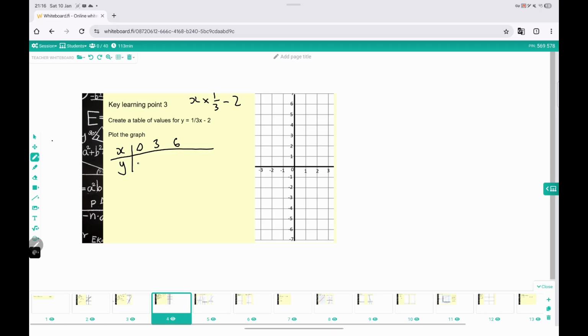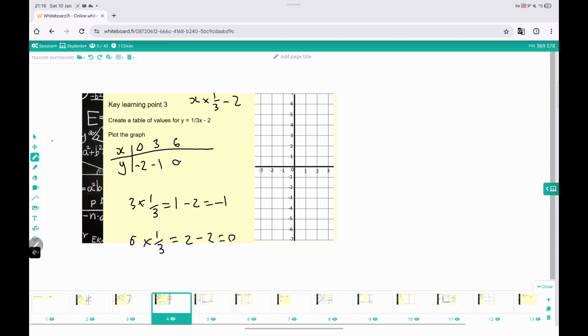So 0 times a third is still 0, minus 2 gives me minus 2. 3 times a third is 1, minus 2, 1 minus 2, sorry. I might actually visually show you that one. So 3 times a third is 1, and then minus 2, that gives me a result of minus 1. And 6 times a third is 2, minus 2, that actually gives me 0. Okay, now I've got 3 coordinates. I can pick any 2 I need to draw this, but let's put them all in here.